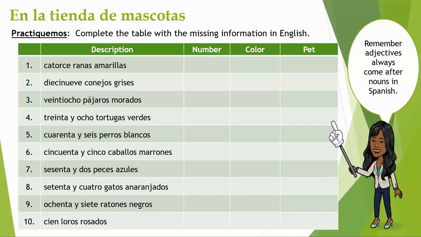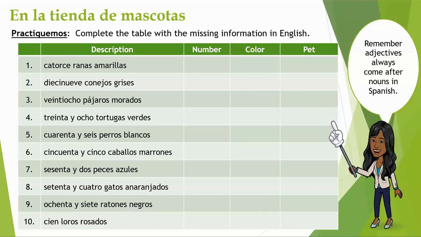Gray. Take a guess. Brown? No, we already said what gray was. Gray is number 2, so we know that's not gray. Brown? No, it's not brown. Is it green? No. Purple. It is purple. All right, Uzziah, I give you your props. So 28 pájaros morados, purple is morado.